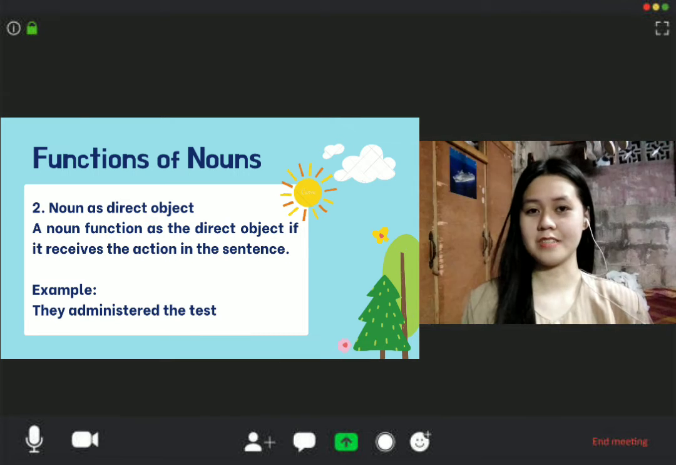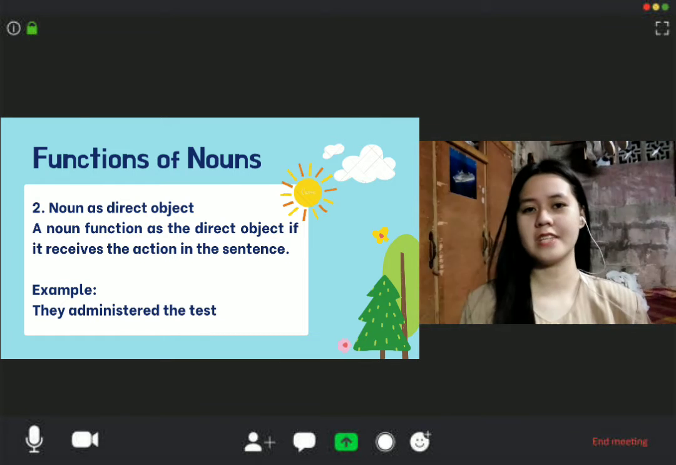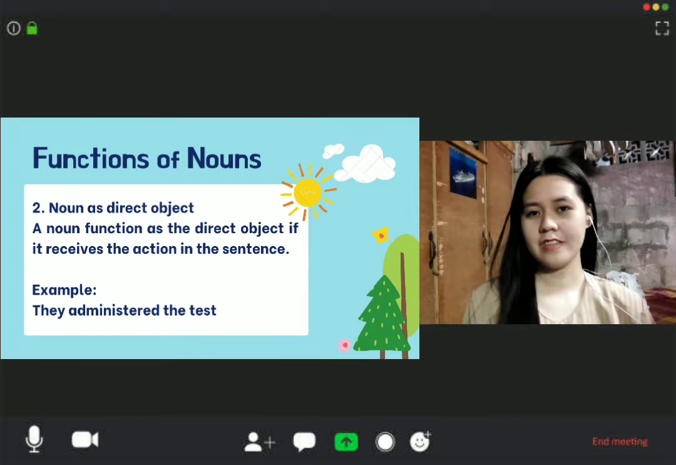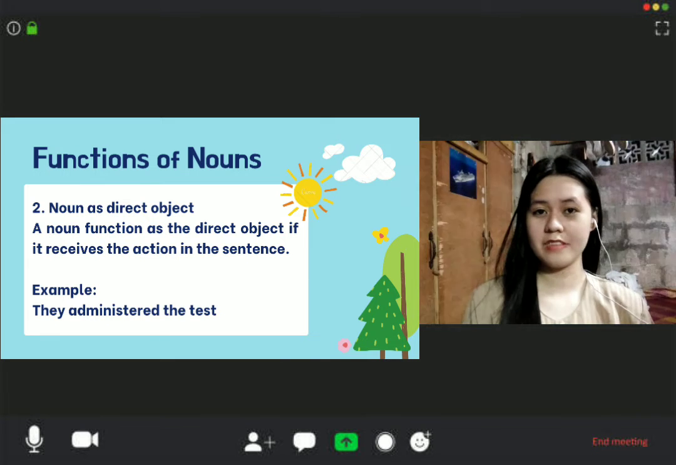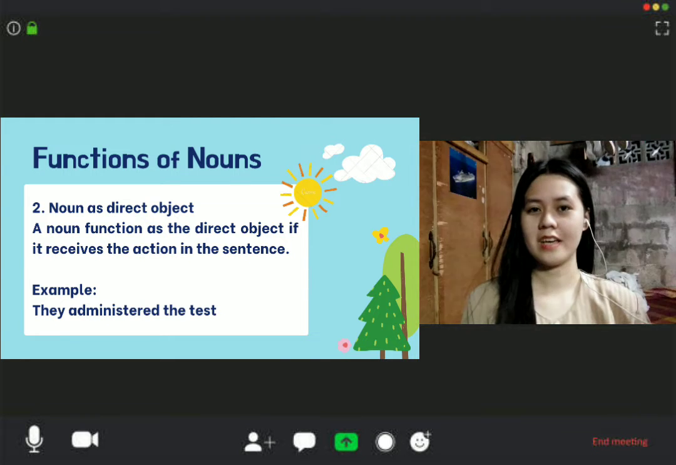Nouns function as direct object if it receives the action in the sentence and answers the question what, who, or whom. For example, they administered the test. What did they administer? Test. Test received the action administered, therefore, test functions as a direct object.